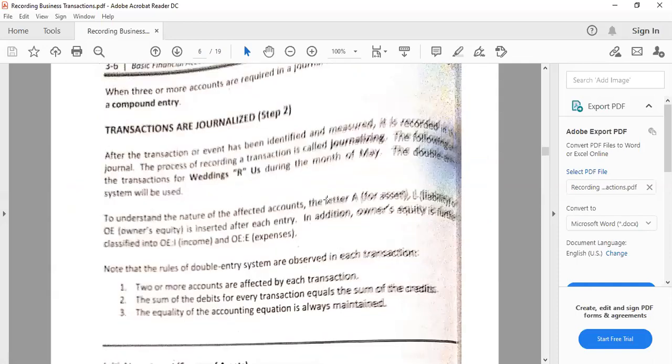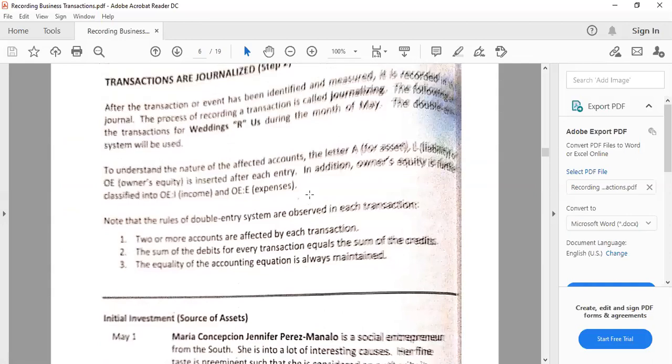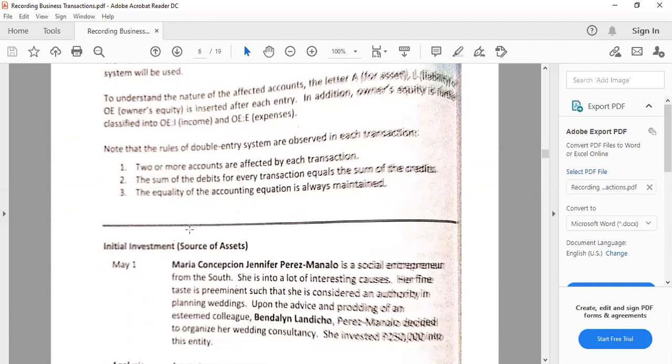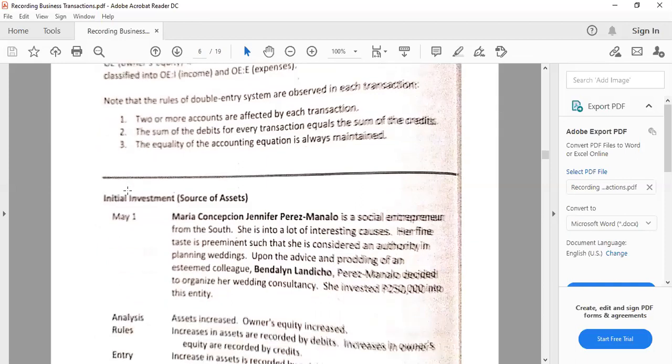All right. Next, we have the journalizing of the transactions. To journalize, we have to know that there are at least two accounts affected by each transaction, the duality. Then the equality of the two sides: the sum of the debits must always be equal to the sum of the credits, and the equality is always maintained. First one is duality, second is equality.